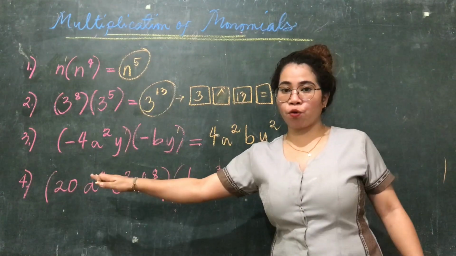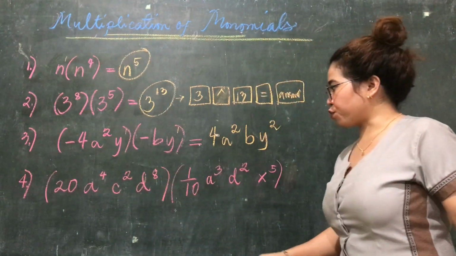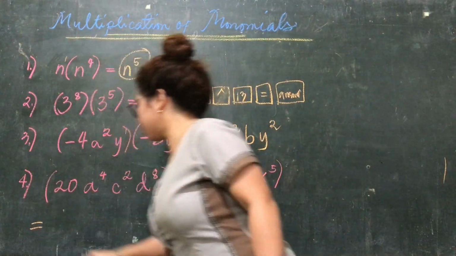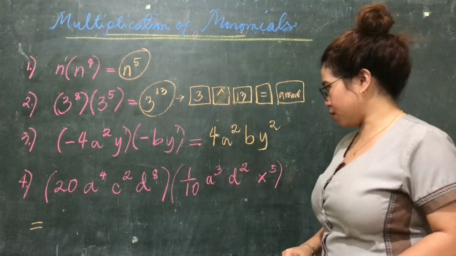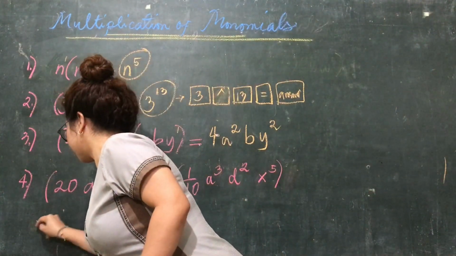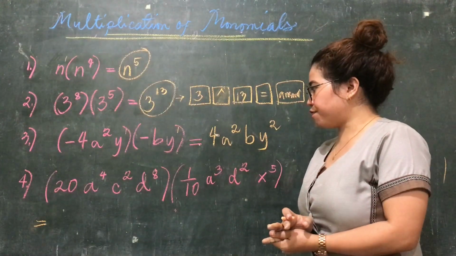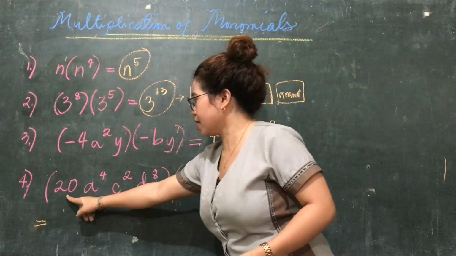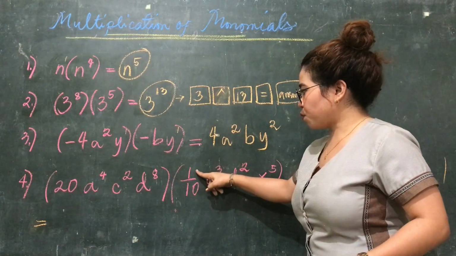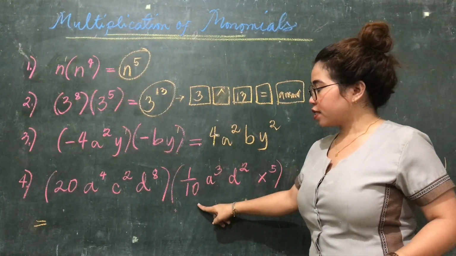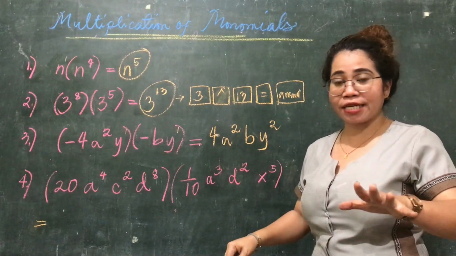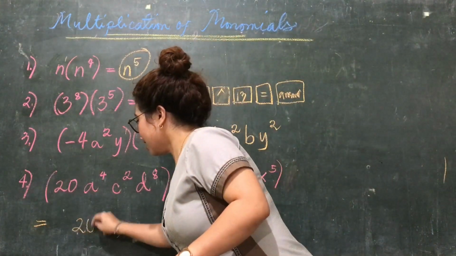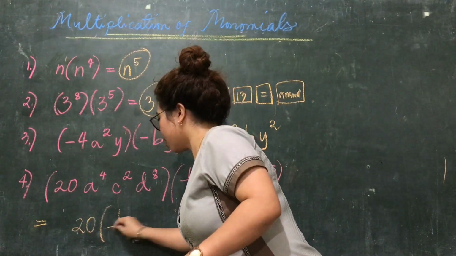Let's have number 4. Sa baba na lang ta mag-solve. Mag-una ta sa coefficient. You have 20 times 1 over 10. Ang kanang 20 times 1 over 10. Ingani ang dagway niya. 20 times 1 over 10 equals.